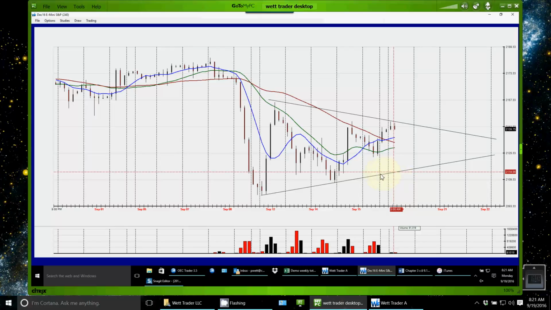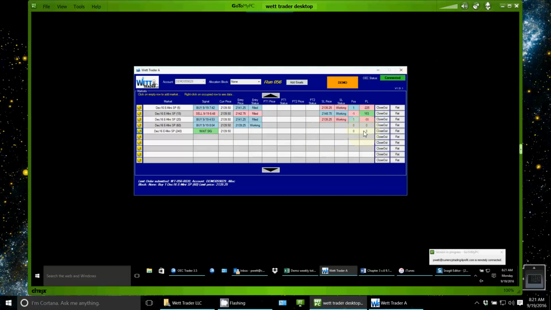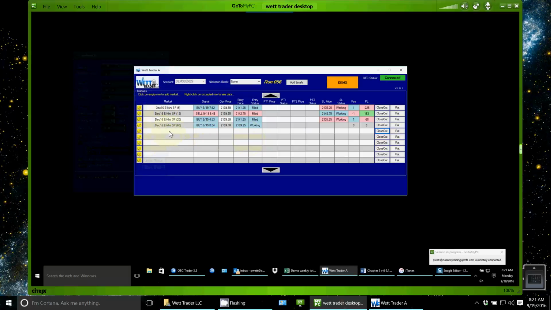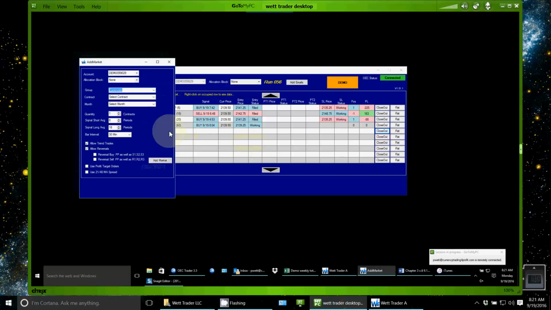So how does WettTrader do this? Well, WettTrader does, it's a price and time formula. Point and click, easy to use. Setup's real simple. I'm going to show you how simple it is on a setup. I'm just going to close this out here, delete this market. You click on a blank spot here, you left click. These are the only settings you have to choose.